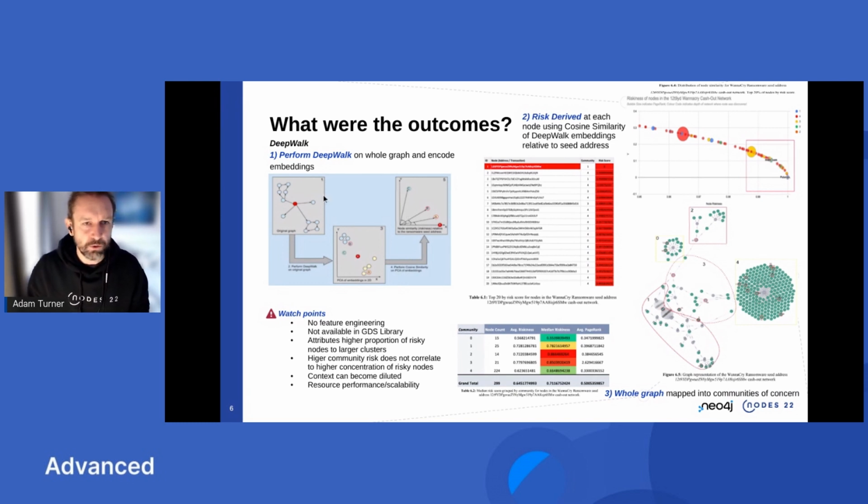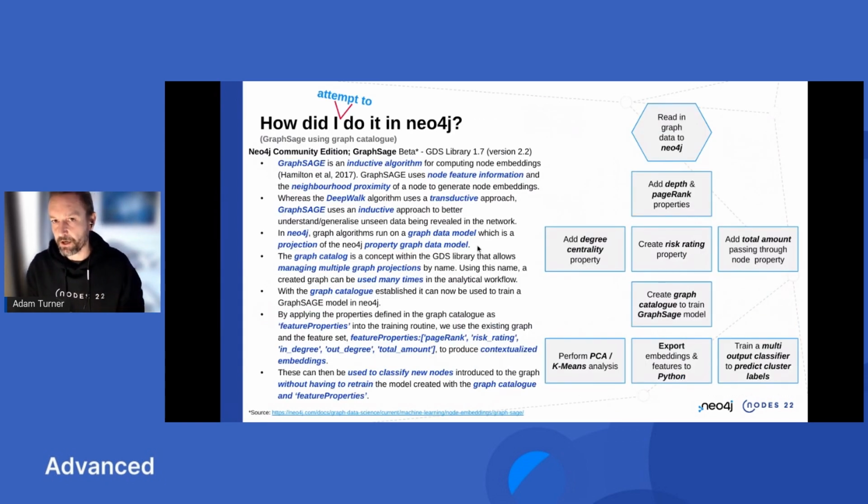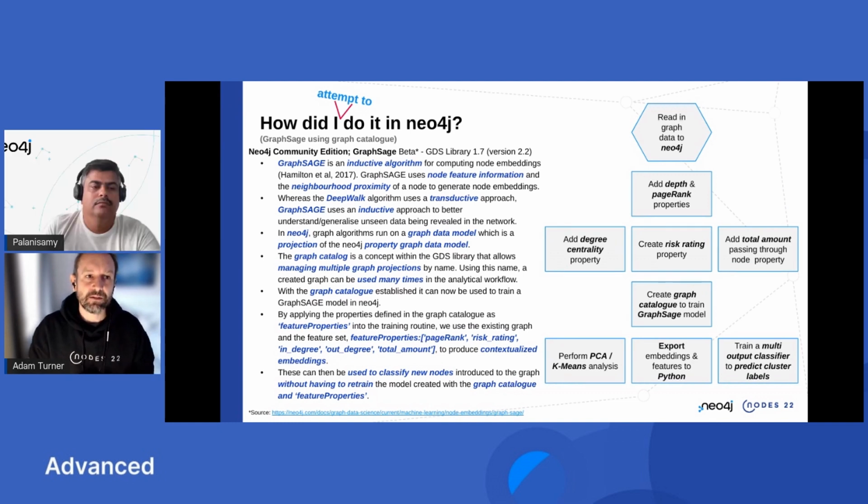Conscious of time here, so I'll push through to the usage of the GraphSage algorithm. The GraphSage algorithm is actually available in beta within the latest version of the Graph Data Science library, so a lot easier to integrate into your Neo4j database. And the GraphSage algorithm differs from the Deep Walk algorithm as it's more an inductive algorithm, right? So in essence, Hamilton et al. back in 2017 established this for learning on large graphs, okay?